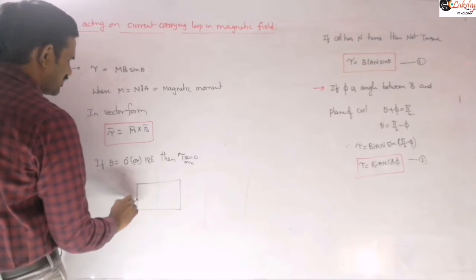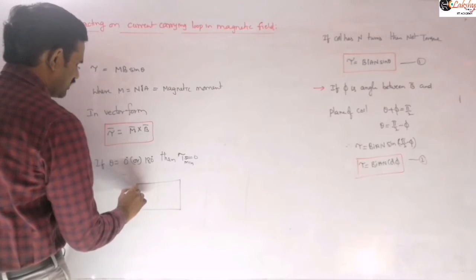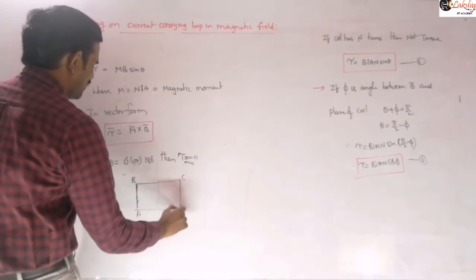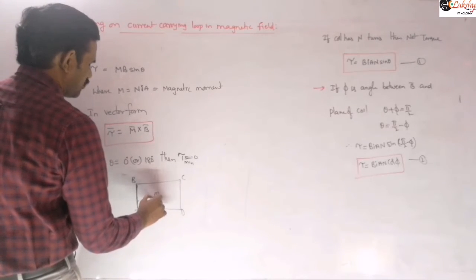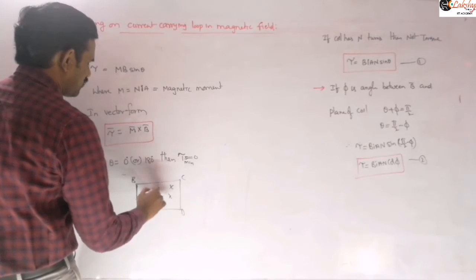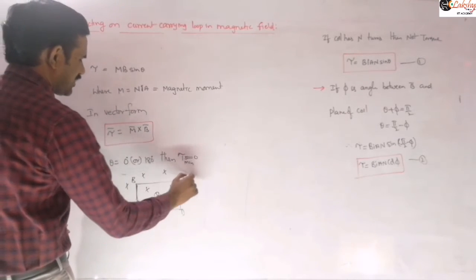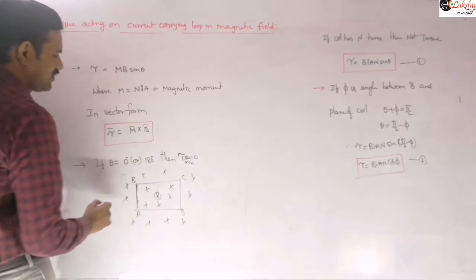Suppose current is flowing in this loop like this, A, B, C, D. Now the magnetic field must be normal to the plane here. Either into the plane or out of the plane, you may consider. Magnetic field is like this. So a current carrying loop is placed in a magnetic field like this. Then the angle theta value will be 0.